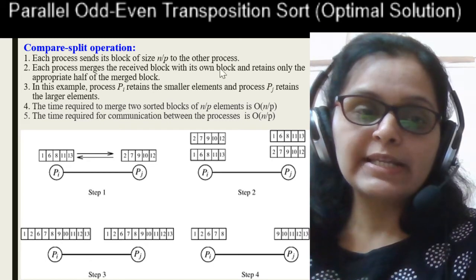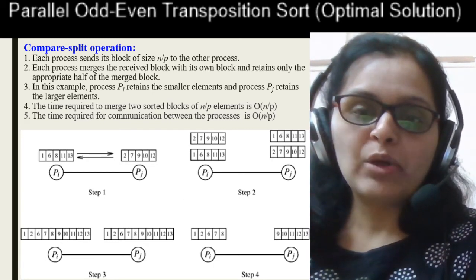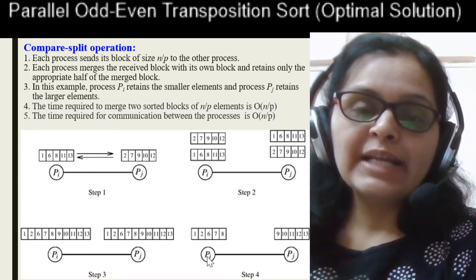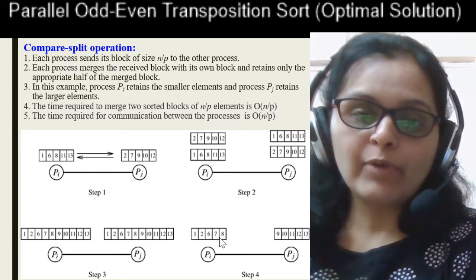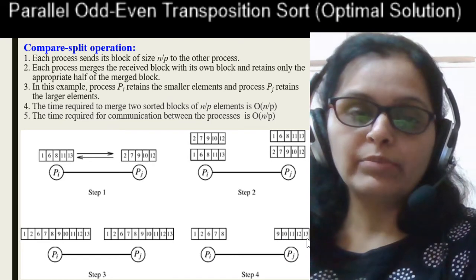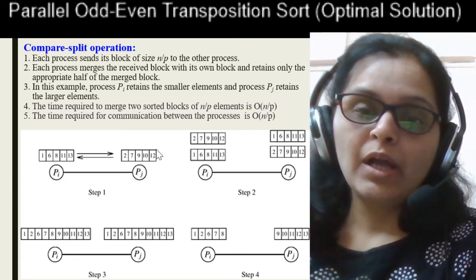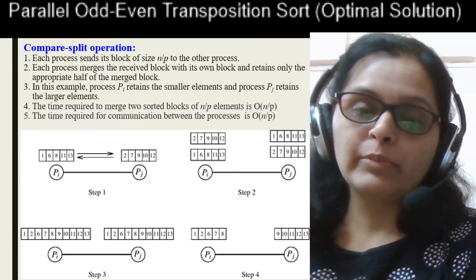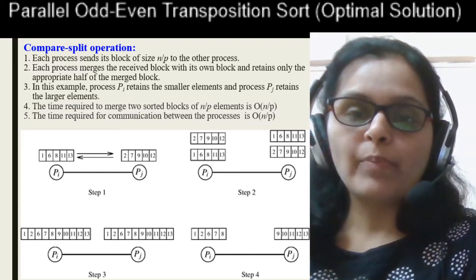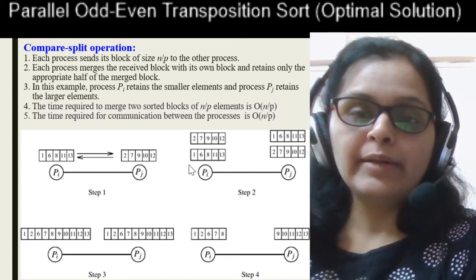Let us see here in the fourth step. This is the end of compare and split operation. At the end of compare and split operation, Pi is retaining the lower half of the elements and Pj is retaining the higher half of the elements. This operation is used in the parallel formulation of odd even transposition sort in this cost optimal solution. I hope it is clear. So let us go ahead.